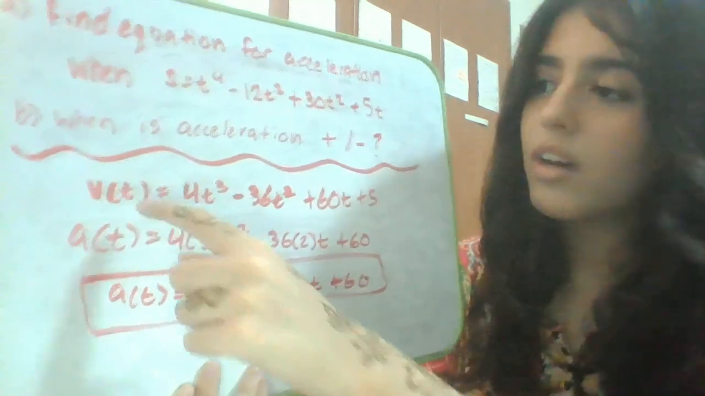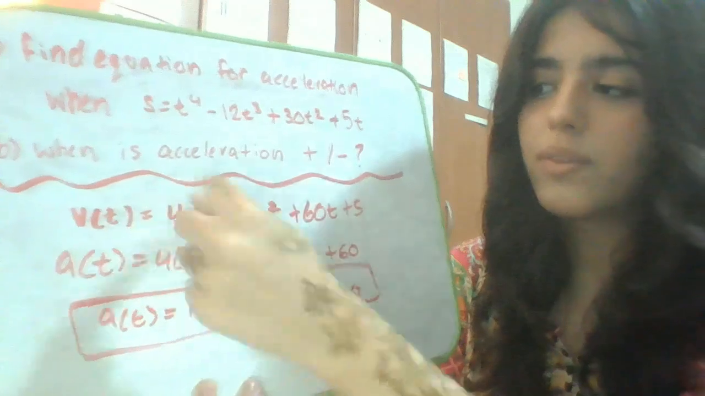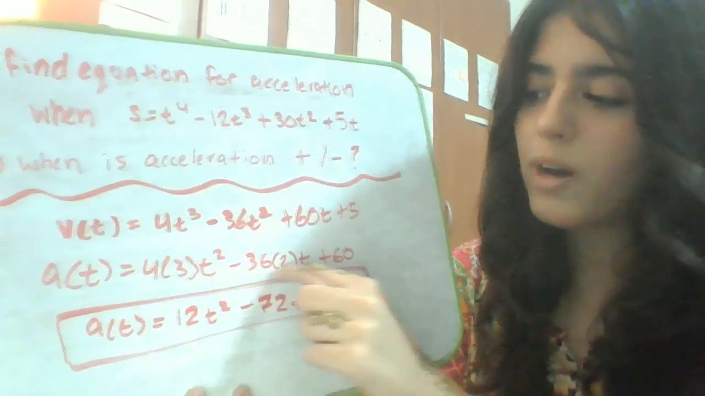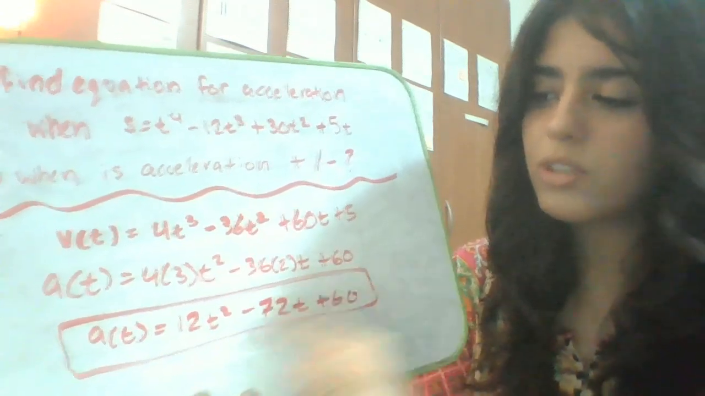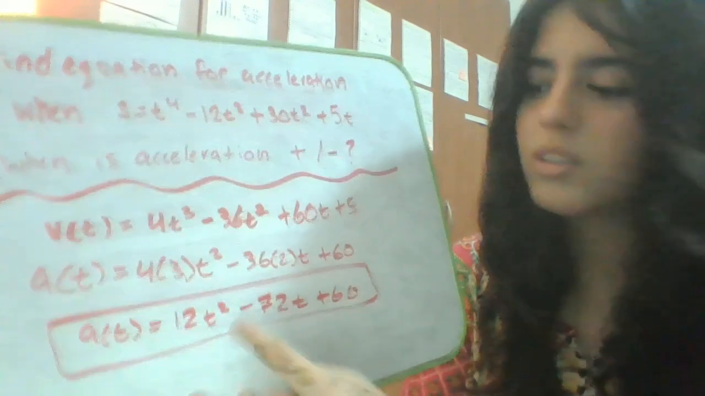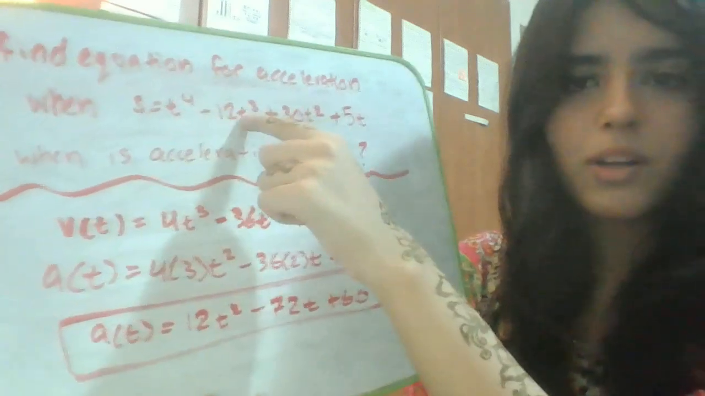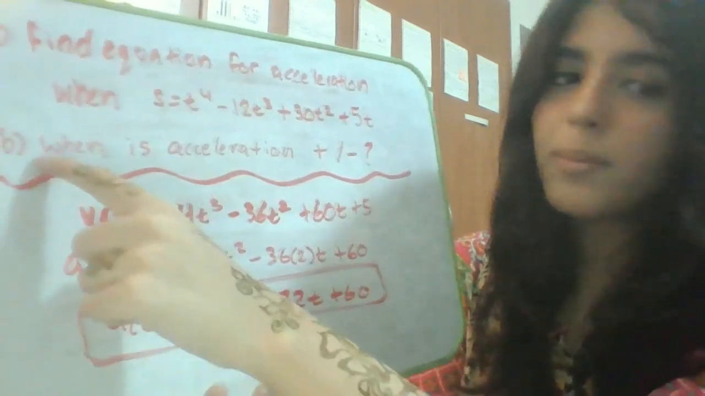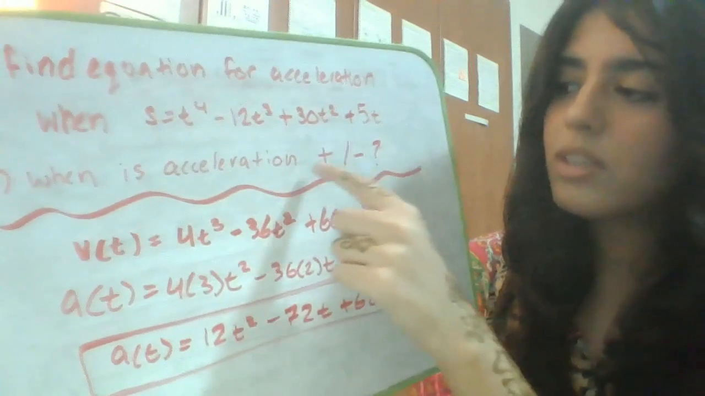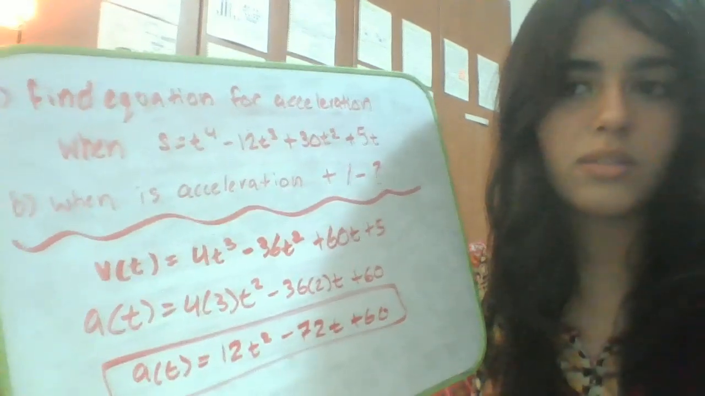Here I used the velocity formula, which is essentially the first derivative, and then I took the derivative again of this, used the power rule and multiplied the coefficients, and the second derivative gave us our acceleration equation. So we found part A of the question. Now part B is asking, when is the acceleration positive and negative? So we'll start on that part.